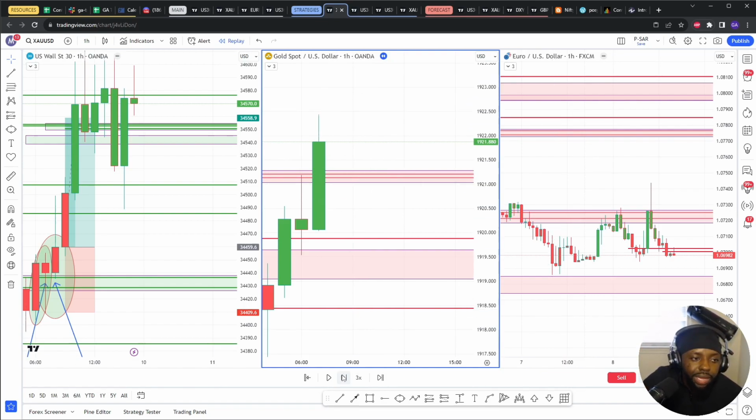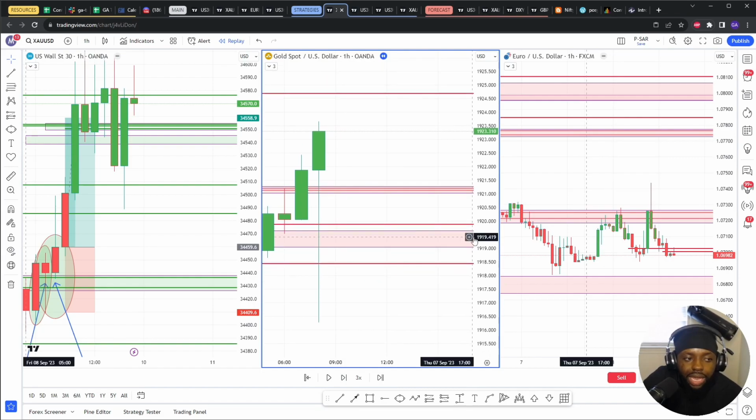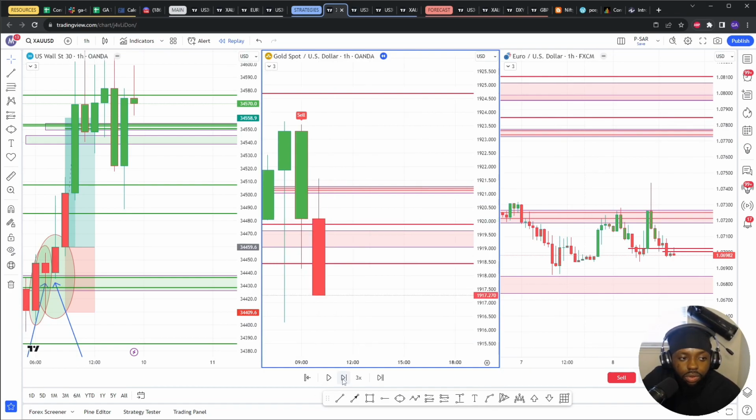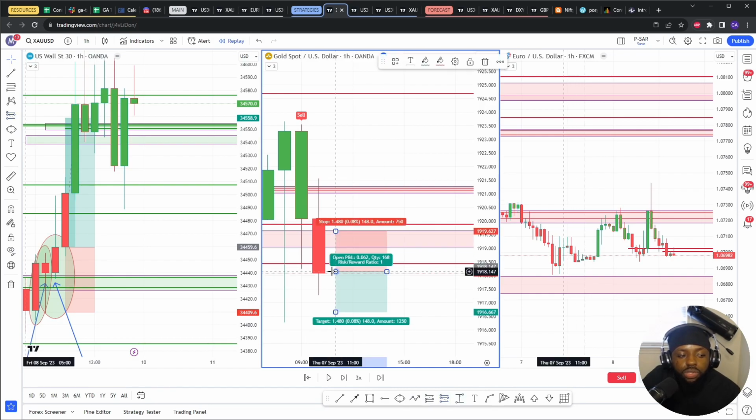So here, if we replay, we would need a candle to close below here. I think that candle closed above. Okay, perfect. This next candle closed below, so this is possibly a break candle. We want the next candle to also close below this zone right there. Okay. Now, if we were to sell the next candle, the trade is valid, right?